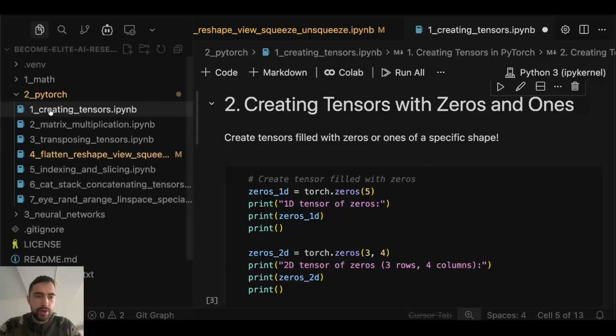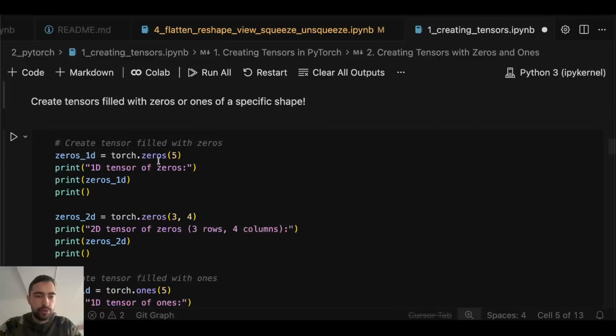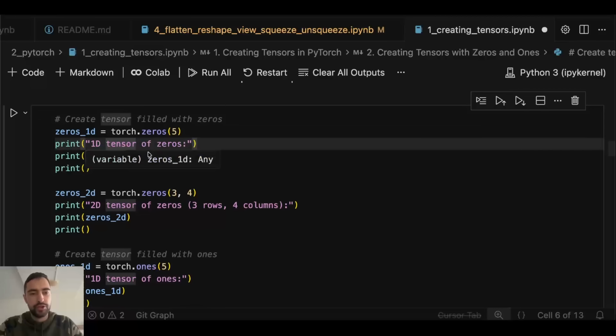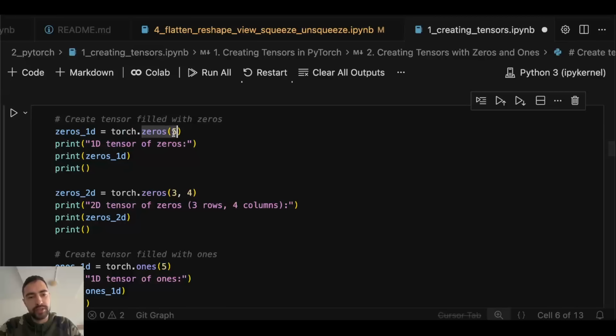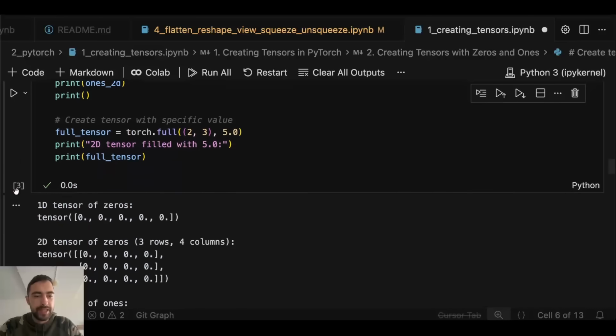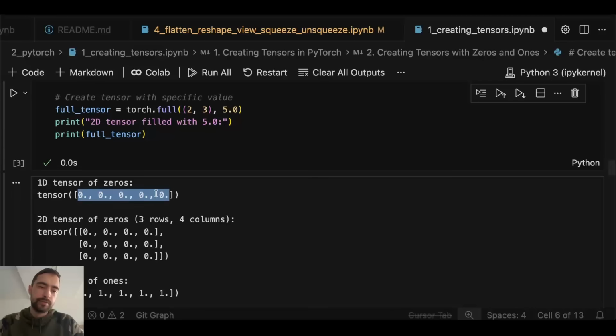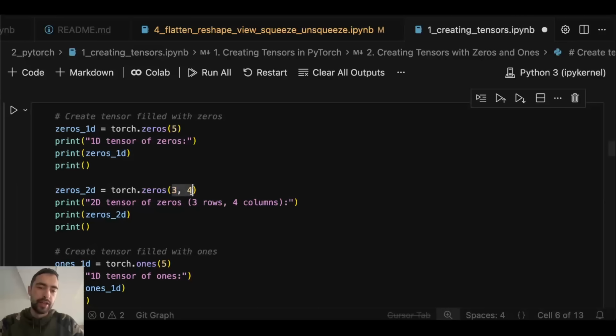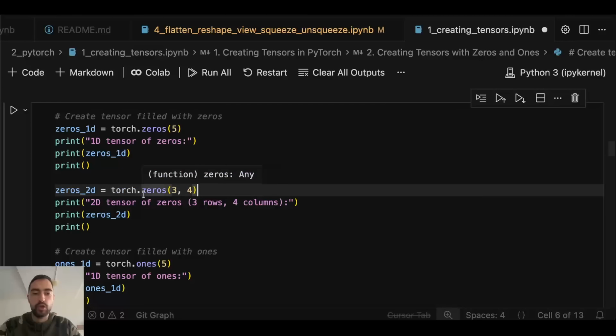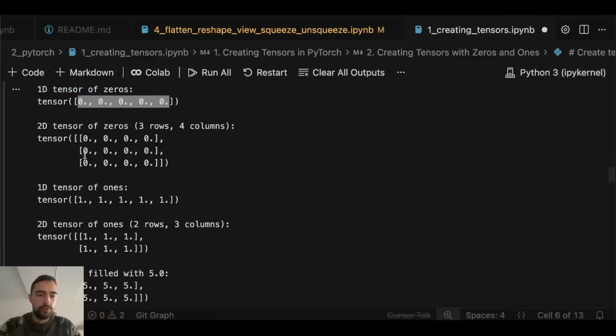So we are now at the first lesson here, first notebook. I'm going to show you how to create different types of tensors. We can do torch.zeros 5. That's just going to create a tensor of 5 zeros, but whatever shape you put here, like 3, 4, it will create a tensor with this shape with all zeros. So 3 rows, each row has 4 elements or 4 columns.